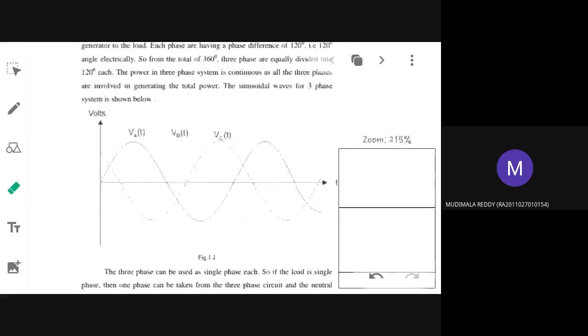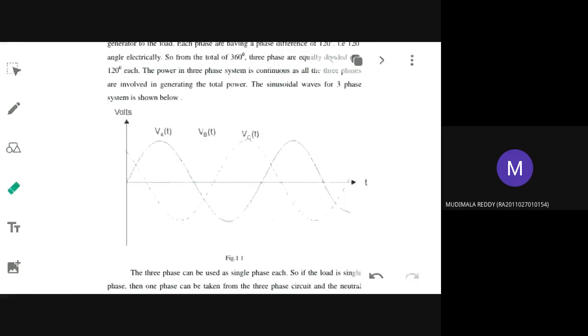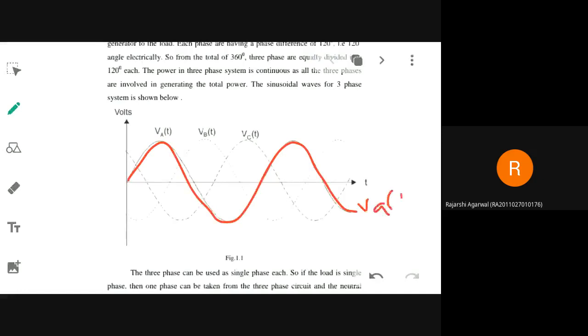Now you are seeing one graph, no? Are you able to see the graph? It is not clearly visible, but still you can roughly see. You can zoom it and see. Ma'am, the B graph is not visible. This is one phase. This is the A phase. This is the first phase that you are having.